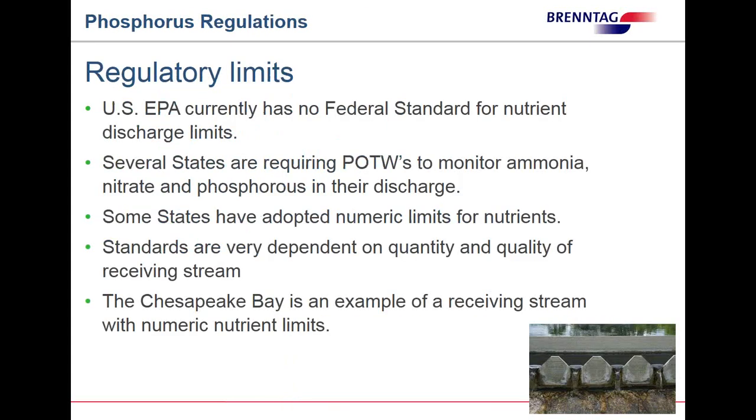So regulatory limits. Right now, the U.S. EPA currently has no federal standard for nutrient discharge limits. Some states are requiring the POTWs to monitor ammonia, nitrate, and phosphorus in their discharge. In addition, some states have already adopted numeric limits for nutrients. The standards are very dependent on the quantity and quality of the receiving stream. The Chesapeake Bay would be one example of a receiving stream with numeric nutrient limits.